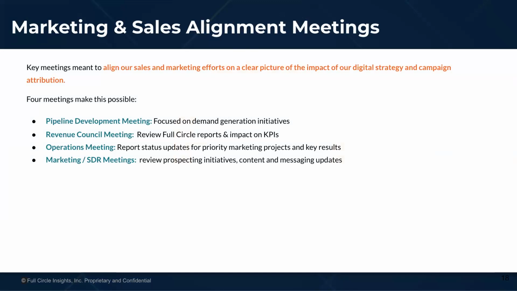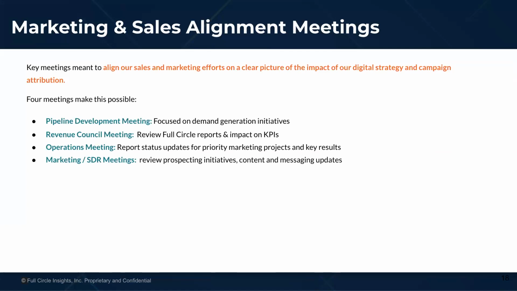Ultimately, communication is everything, right? Being connected with the sales team and also with larger teams as a whole is huge when it comes to being successful as a marketer. So making sure that we're aligned with the sales team from the get-go, and also as we optimize and grow, is essential. Here are four different meetings that can make this possible. One is a pipeline development meeting.